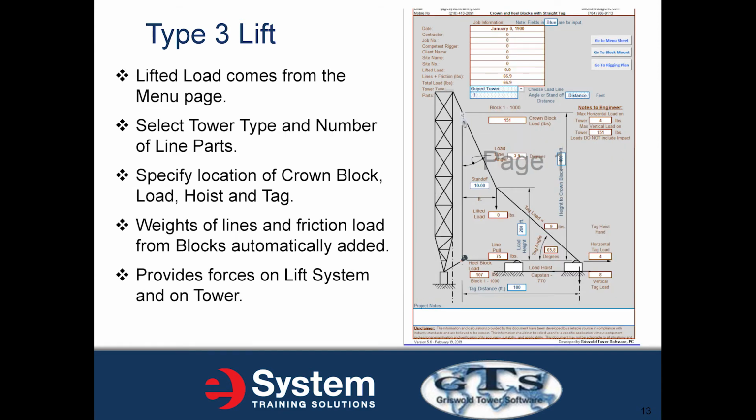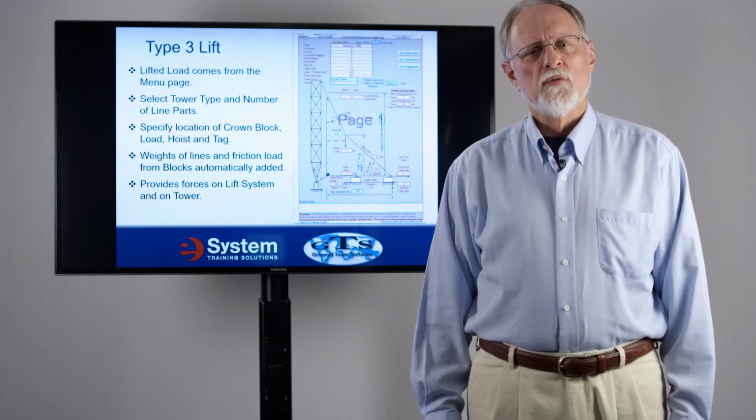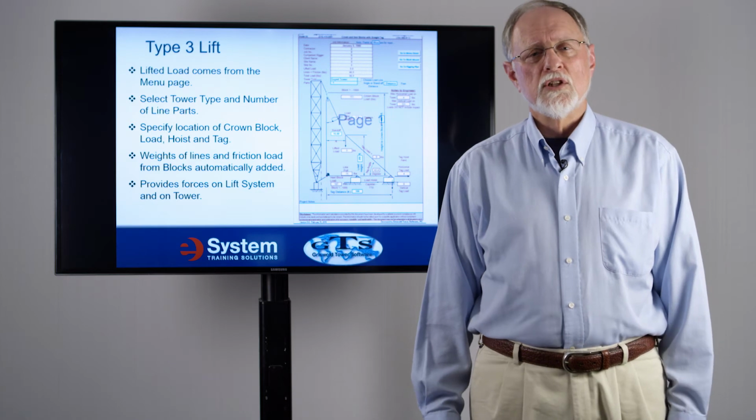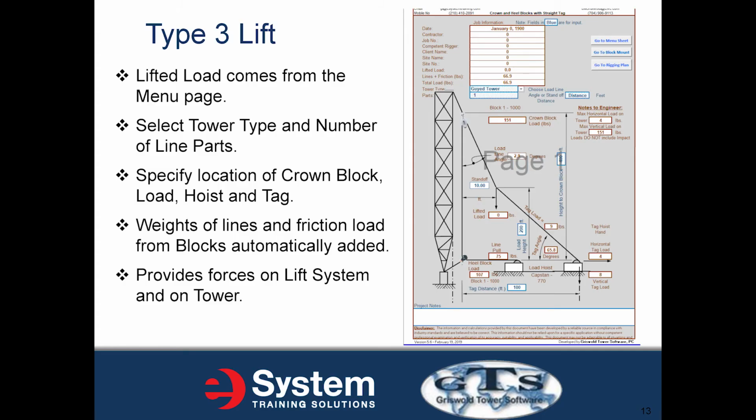Type 3, the real difference here is that we've now got a heel block. So again, the lifted load is coming from the menu page. You're going to select the tower type and the number of line parts. You're going to specify the location of the crown block, the load and tag hoist as well. The weights of the lines and the friction from the blocks, once again, is being automatically added. And these forces are now being shown again on the lift system and on the tower.